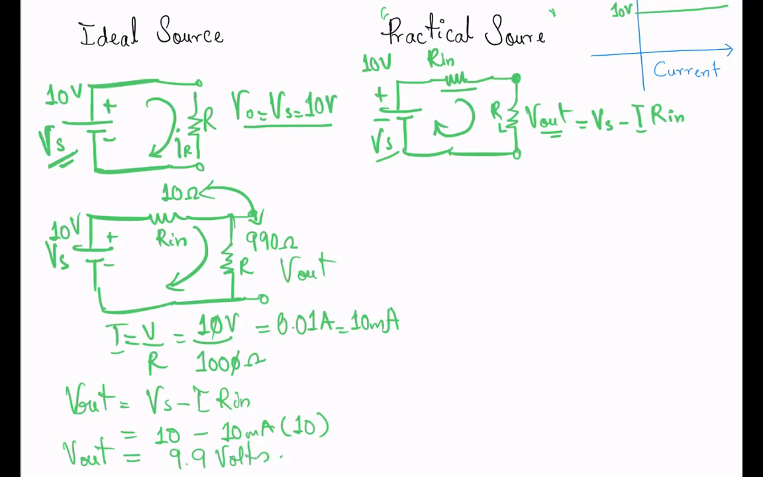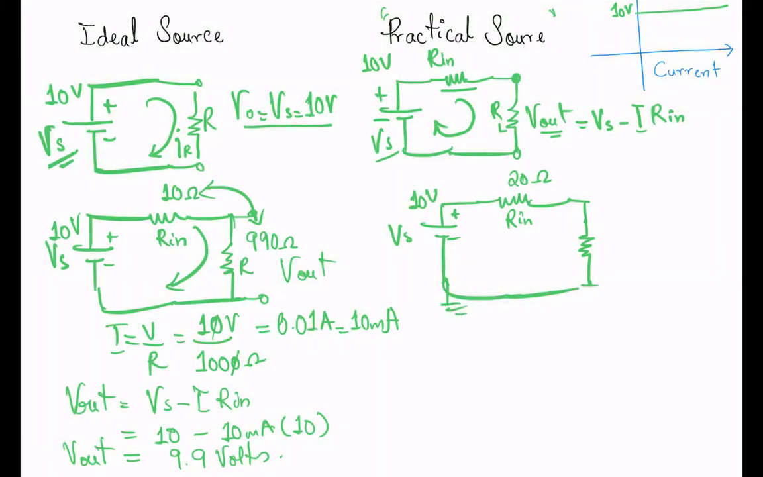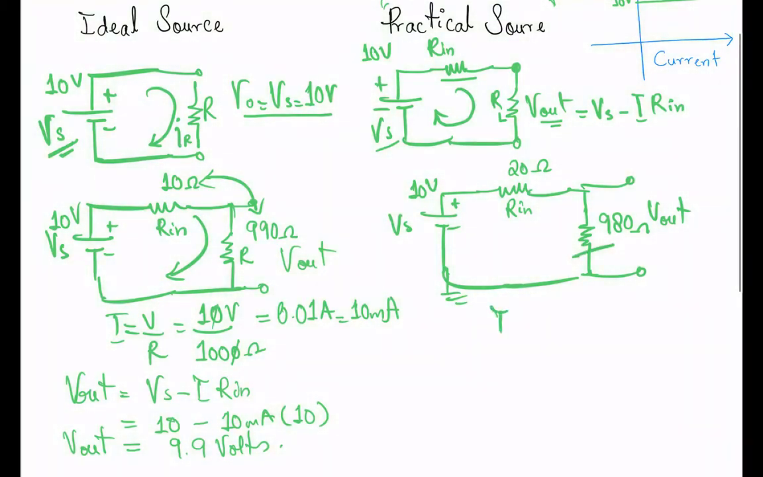Now consider the same circuit with only a minor change. I'm going to double the internal resistance, so it's going to be 20 ohms this time. Same power supply, 10 volt Vs, and I'm going to make the load value 980 ohms. Again, our goal is to calculate the output voltage across these two terminals, which is the voltage across this resistor. The current flowing in this circuit is calculated using Ohm's law.